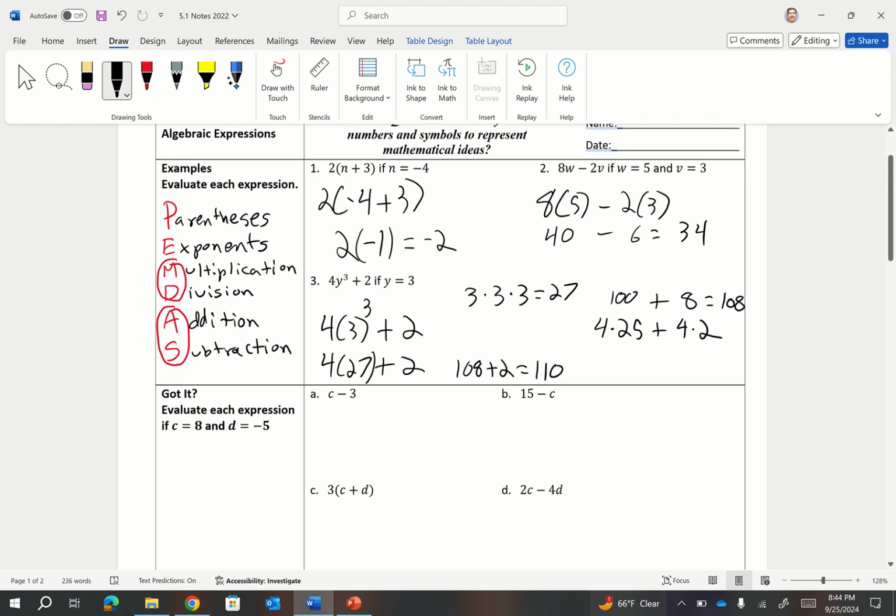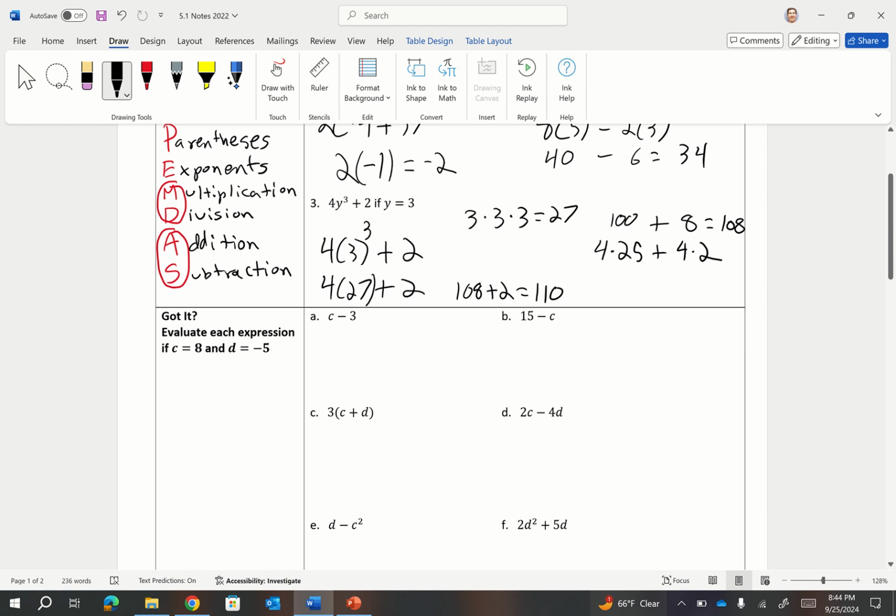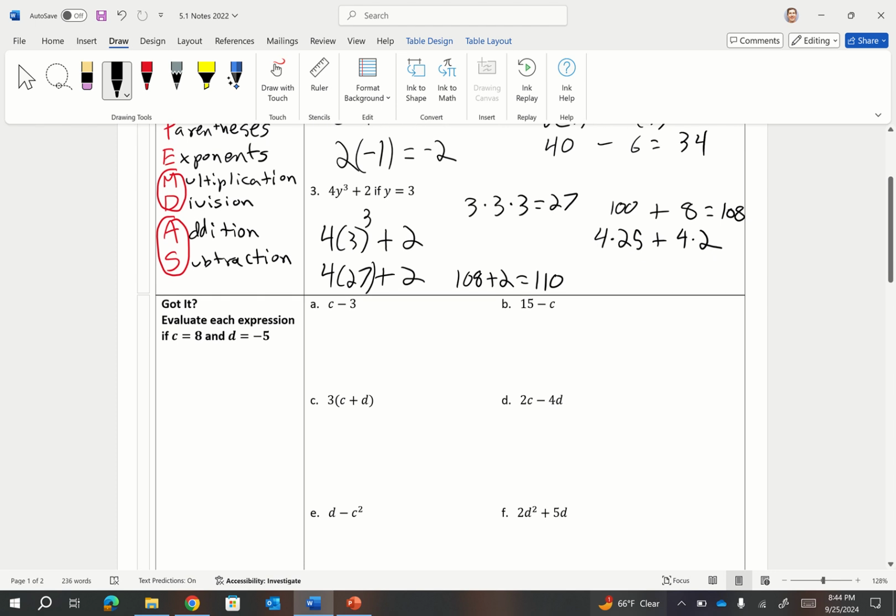Okay, now we're going to pause the video and give everyone a chance to look at the Got It section. Once everyone has had a chance to try and solve most of these problems, we'll come back to the video.